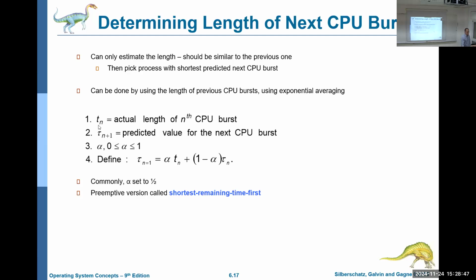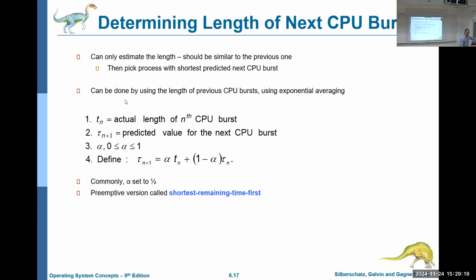So again, let me just explain. T of n is the actual length of the nth CPU burst. Tau of n plus 1 is the predicted value for the next CPU burst. So this should really be tau n plus 1, and this should be tau n, and this should be burst n. This should be plus 1 instead of equals 1. It should be t of n plus 1. That's how we have to fix it. It should be tau n plus 1.